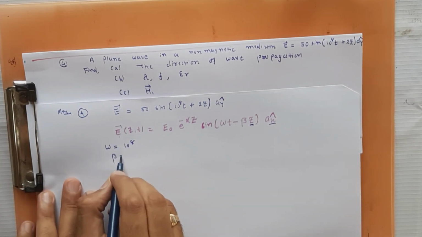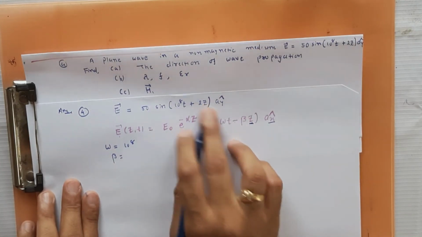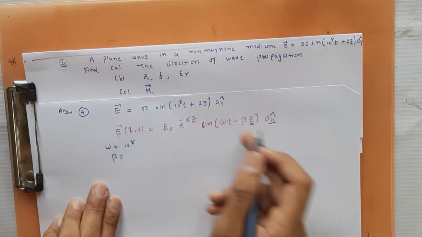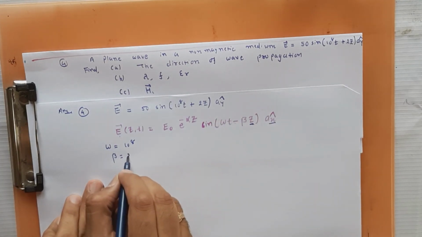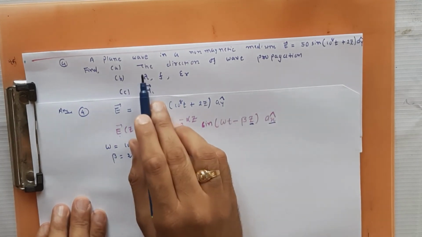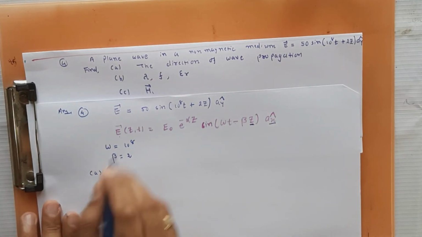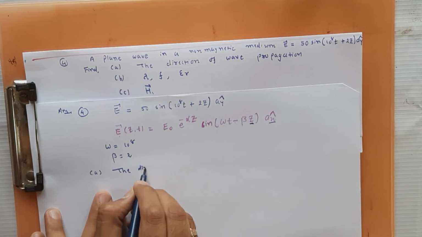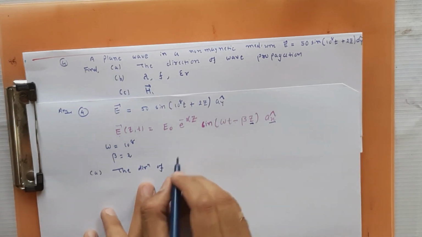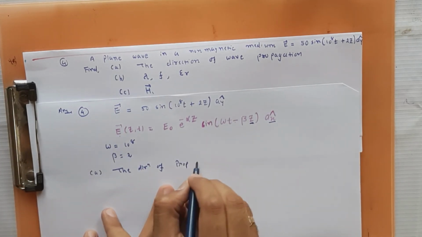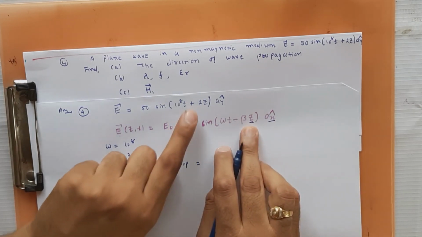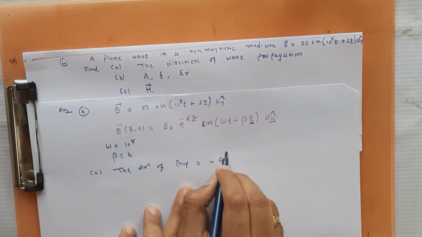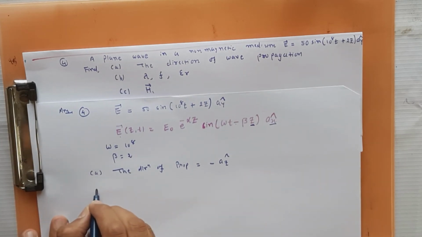What is beta? Okay, you cannot write beta is equals to -2, because it's a phase constant. There's never a negative sign. So beta is equals to 2. What we will find first? We have to find out the direction of wave propagation. So direction of wave propagation is equals to, in which direction the wave is propagate? Minus z direction. Wave is propagate in the minus z direction.